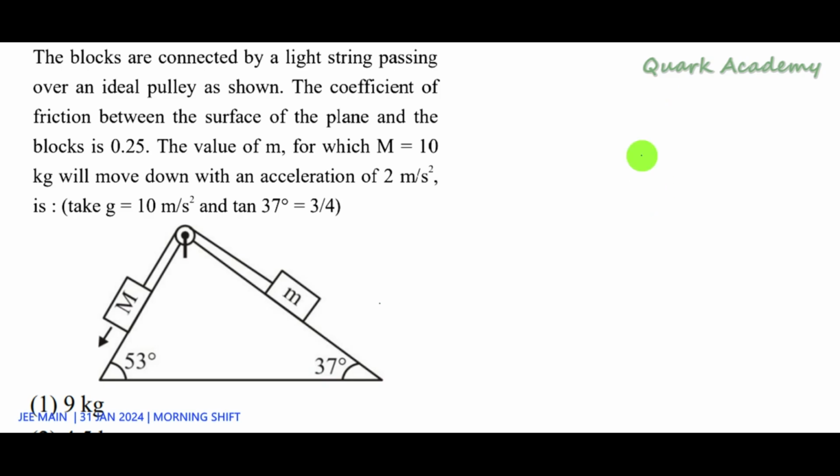And this is an interesting question. There are two blocks which are placed on an inclined plane and the plane is having a rough surface whose coefficient of friction is given. So here mu is 0.25 and the mass capital M is given, that is 10 kg. Small m we need to find, and the capital M is moving downward with an acceleration that is 2 meter per second square. So let's see what forces are acting on the capital M.